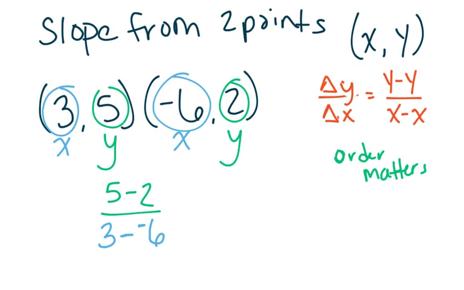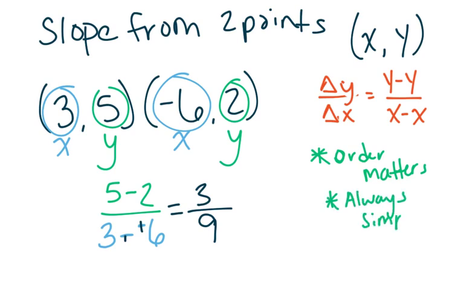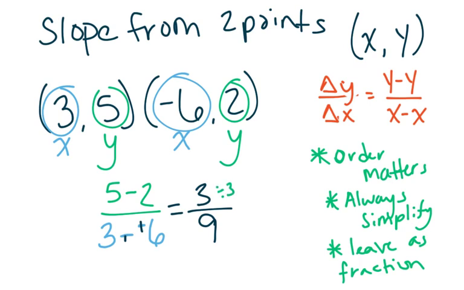So now 5 minus 2 is going to give us 3. And then 2 negatives make a positive. So then 3 plus 6 gives us 9. Remember, we always simplify our fractions. So order matters. We always simplify, and we're always going to leave it as a fraction. So in this case, 3 goes into both 3 and 9, so 3 divided by 3 and 9 divided by 3 is going to give us 1 over 3, or 1/3 as our slope.